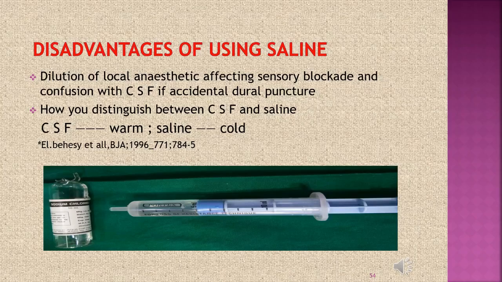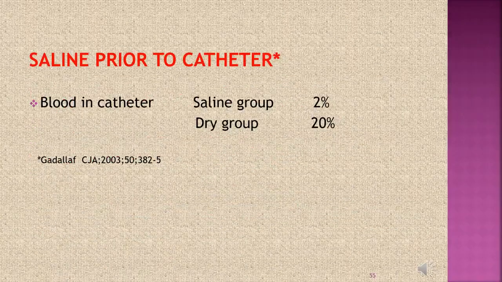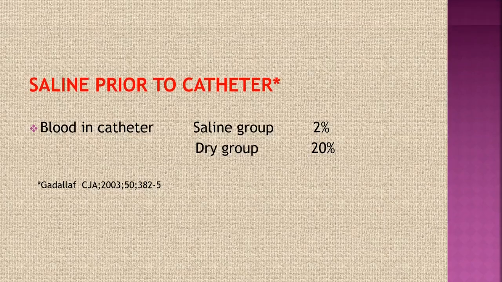CSF is always found to be warm, whereas saline is found to be cold. Gredelef et al. have done a study. Whenever saline is used prior to the catheter insertion, there is a 2% chance of blood in the catheter in the saline group, whereas whenever air is used, there is a 20% chance of blood in the catheter.